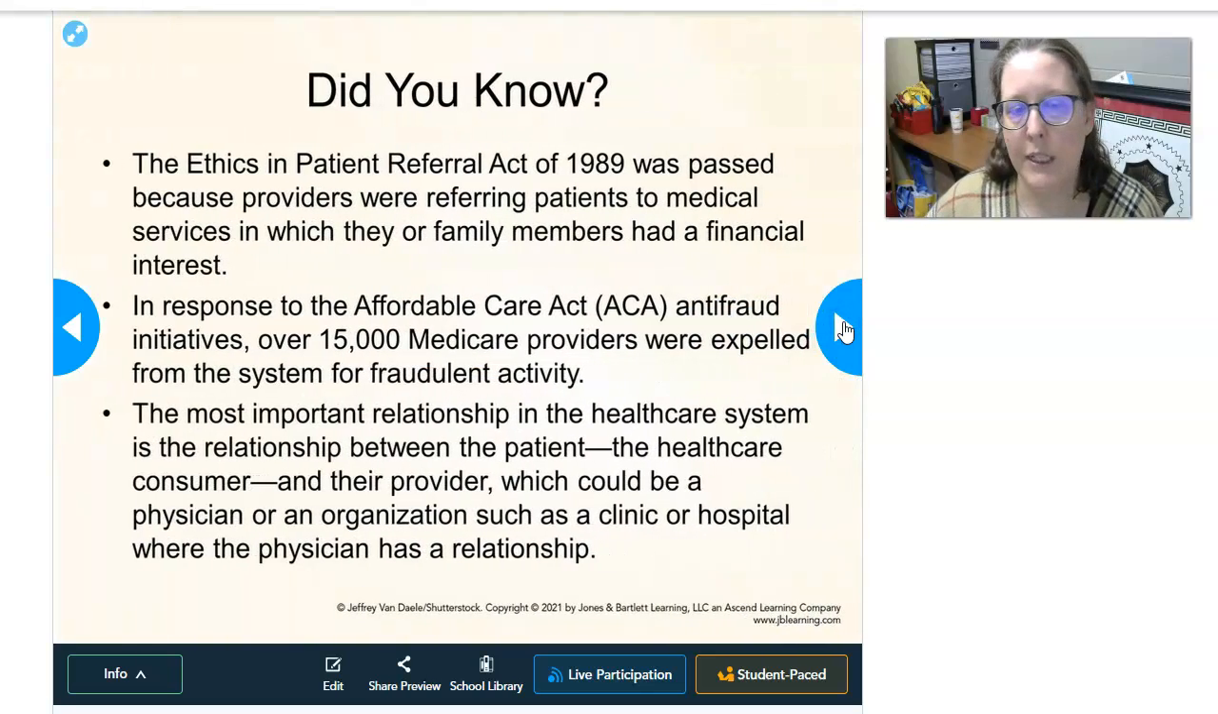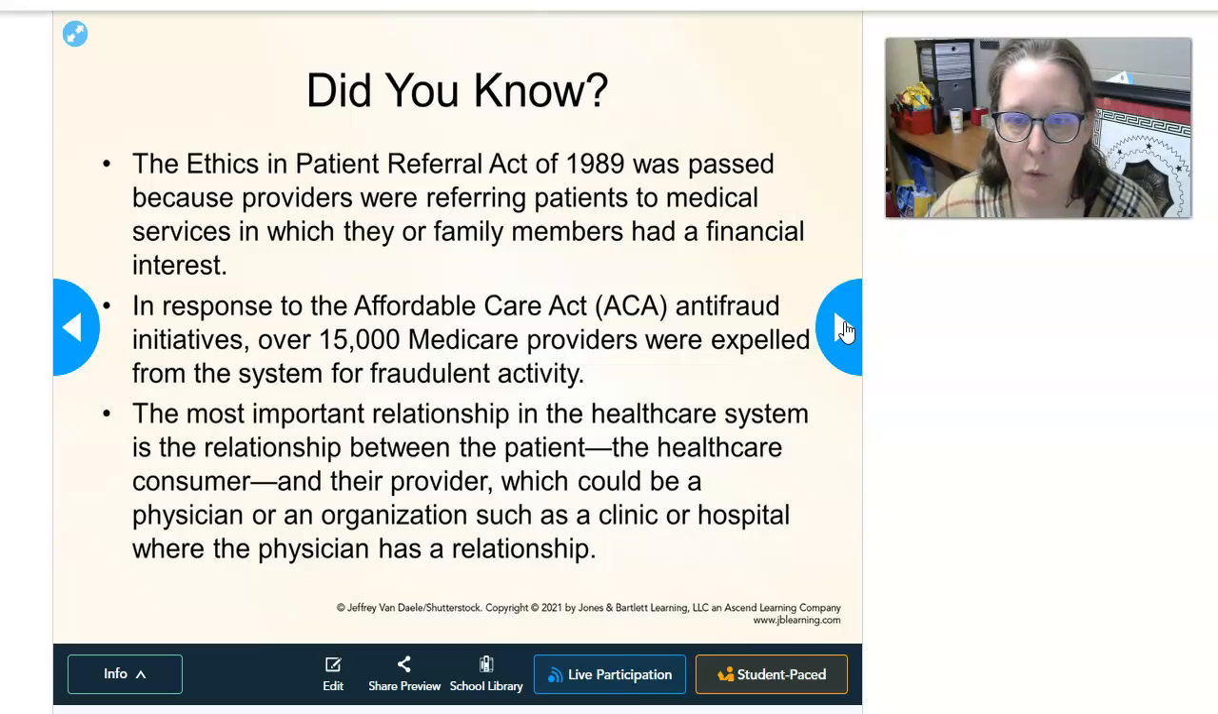Did you know the Ethics in Patient Referral Act of 1989 was passed because providers were referring patients to medical services in which they or family members had financial interest? So they were like, oh, go see my brother, the cardiologist. You need a referral to go see them, right? The big conflict of interest there.